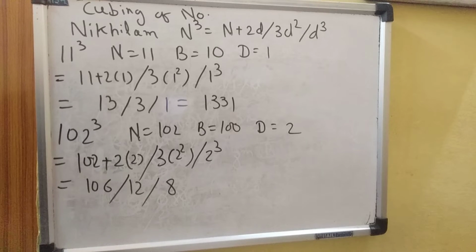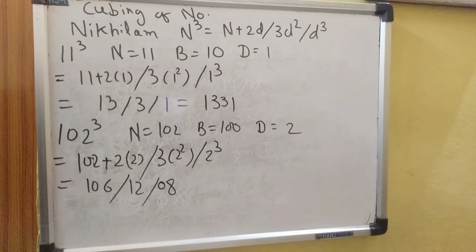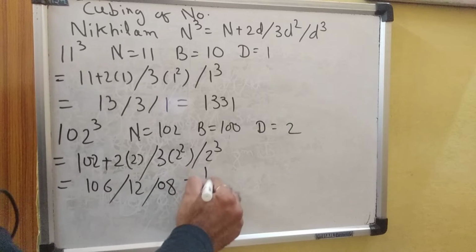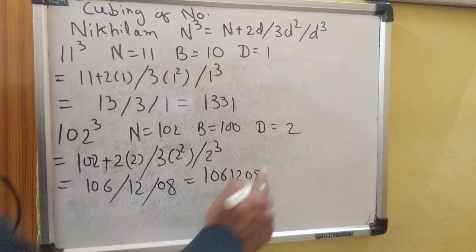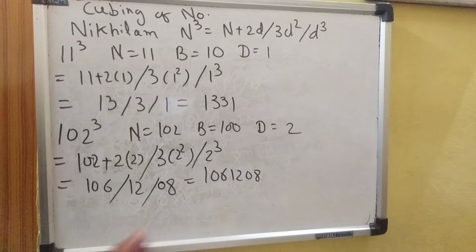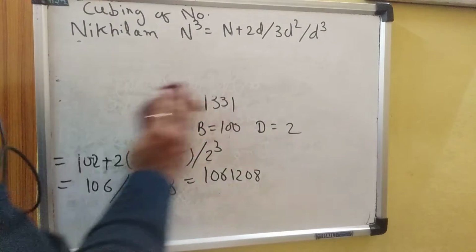But remember, the middle part and right part should contain number of digits equal to number of zeros in the base number. So here rightmost part must be of 2 digits. So we put 0 before 8. So all deficit digits will be filled by zeros. On combining these three parts, answer will be 1061208.